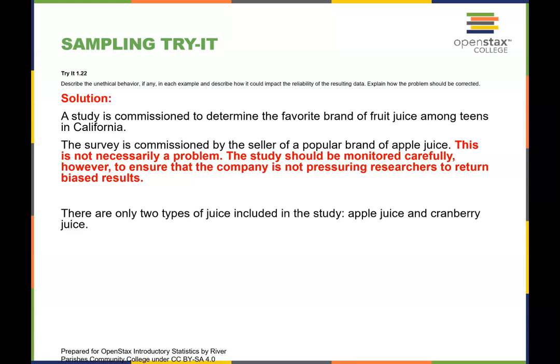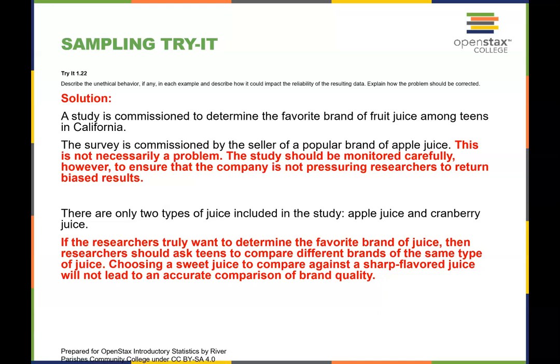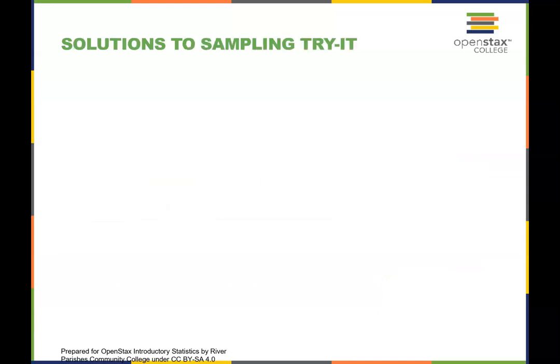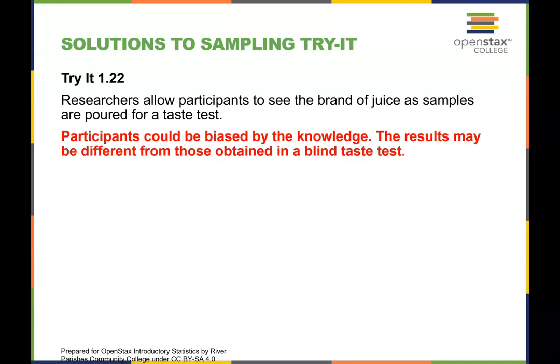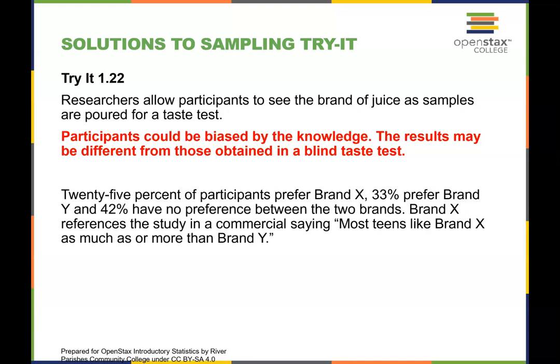If there are only two types of juice, and they really want to determine the favorite brand of juice, then they should ask teens to compare different brands of the same type of juice. So that gets rid of some lurking variables and confounding. Choosing a sweet juice to compare against a sharp flavored or tart one like cranberry juice is probably not going to work too well. If they can see the brands, they could be biased by the knowledge, just thinking, I like that one better, it's more expensive or whatever. And the way they depict it.